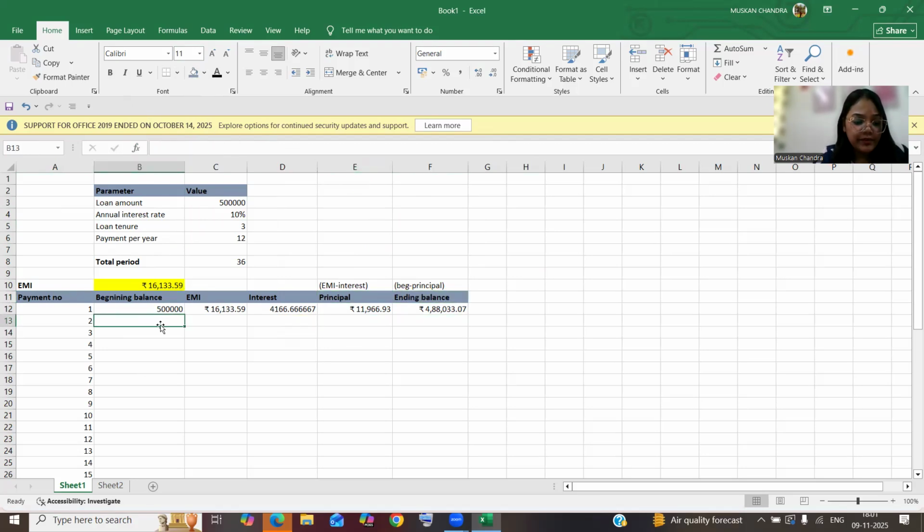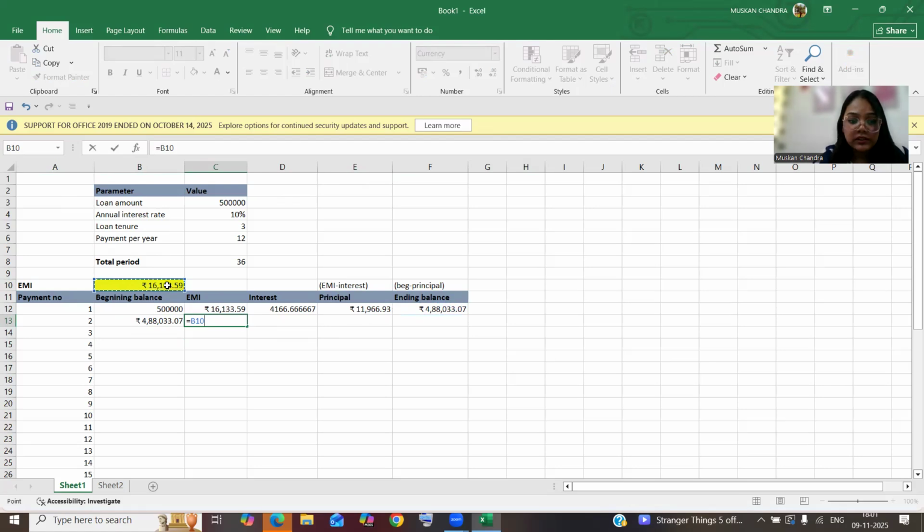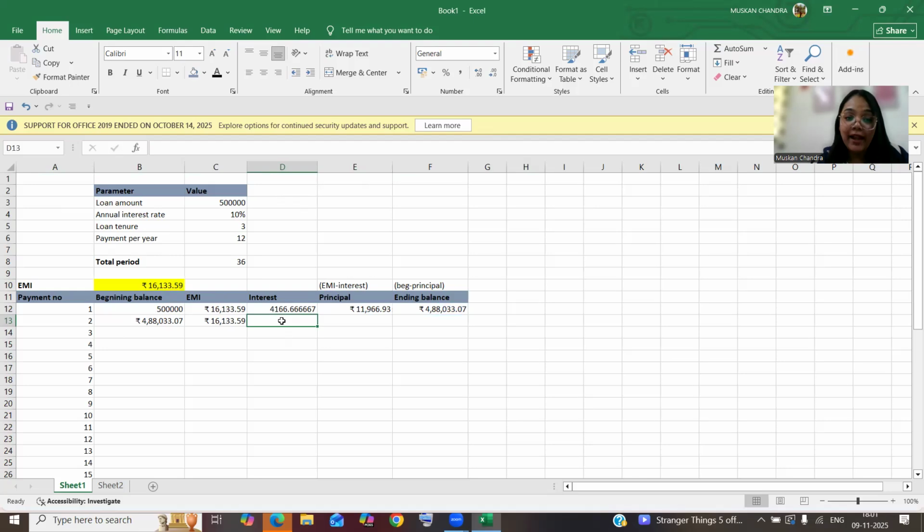For the second payment here, which is row 13, payment number 2, this balance, which is F12, becomes the beginning balance now. So equals to F12. EMI is same here, and EMI will be same throughout 36 months. EMI remains constant.